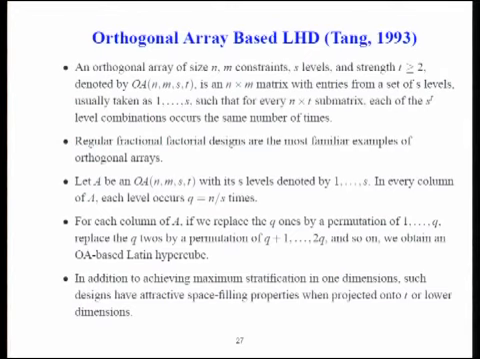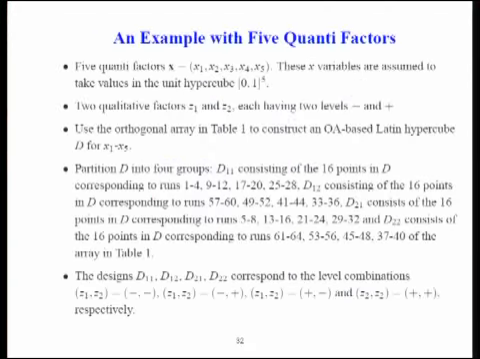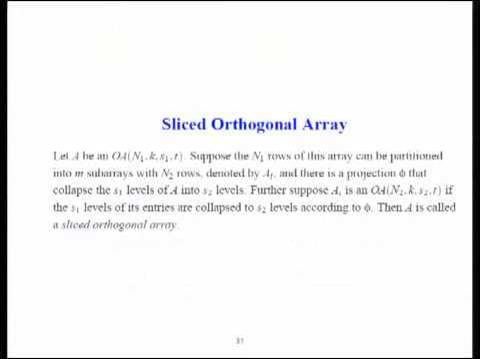I only have 1 minute left probably, so I forget about this one. So let me show you one example. In order for our construction, we need to define a new discrete mathematical term called sliced orthogonal array. Basic idea is we need to have an orthogonal array, then partition this one into different parts, and each of them becomes an orthogonal array after some kind of level collapsing. So this is called sliced orthogonal array.